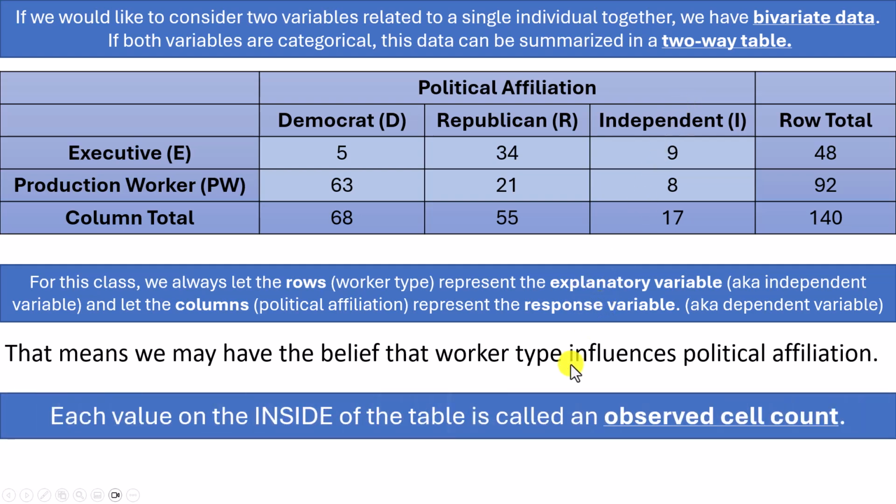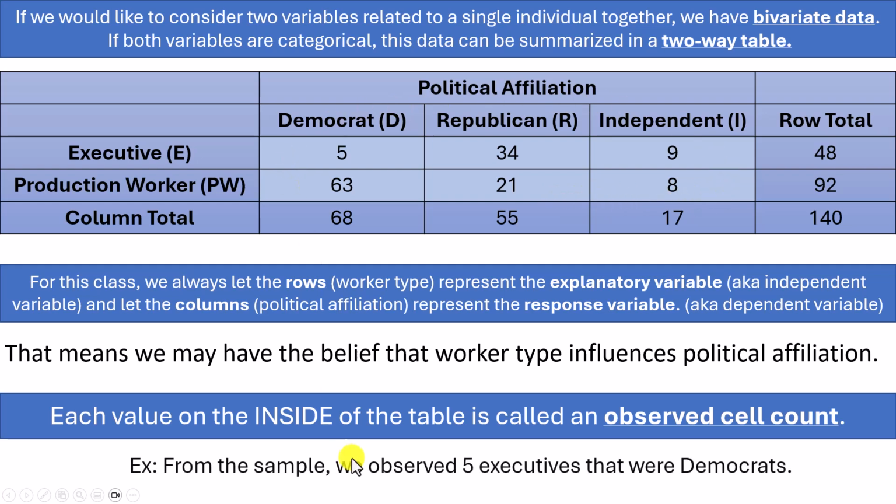When you hear the term observed cell count, that just means every value on the inside of the table. So that would be these 6 numbers right here. For example, from the sample, we observed 5 executives that were Democrats, the very first value.